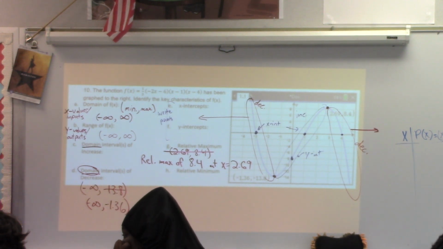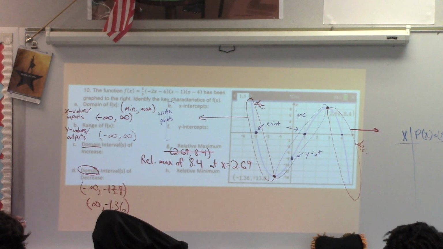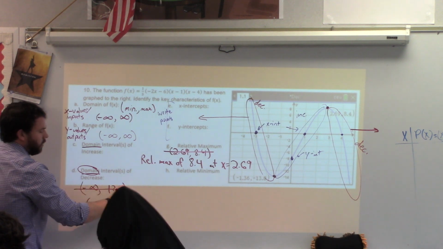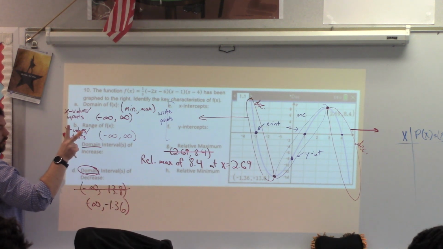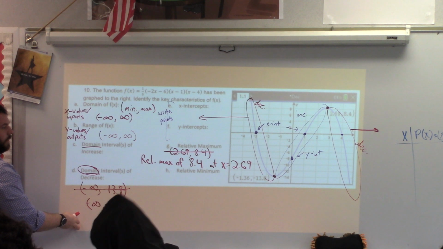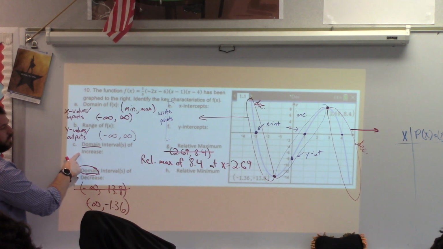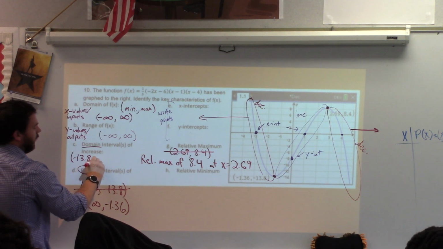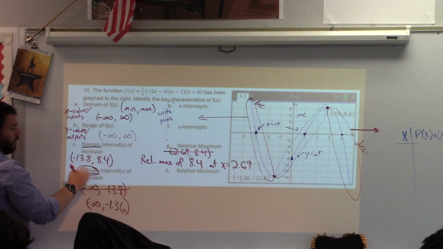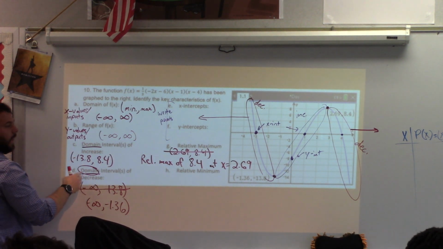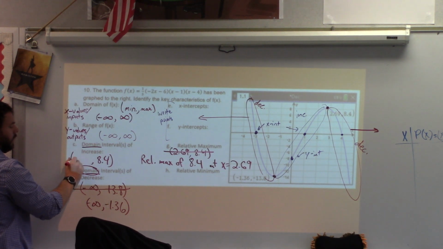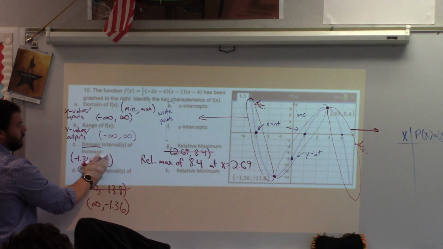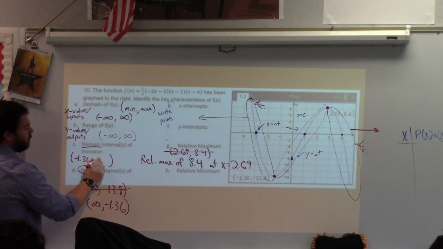So we want to notice something like that. I bring that up, and I will point out, how many intervals of decrease should you have had? Two. So there is another one we need to do here, but I saw a lot of people on the increase say from negative 13.8 to 8.4. And those are the y values. That would not be correct. I need the x, the negative 1.36, all the way up to 2.69.